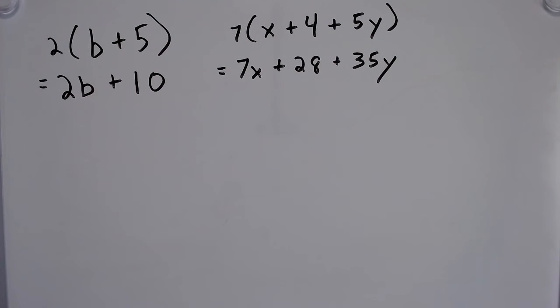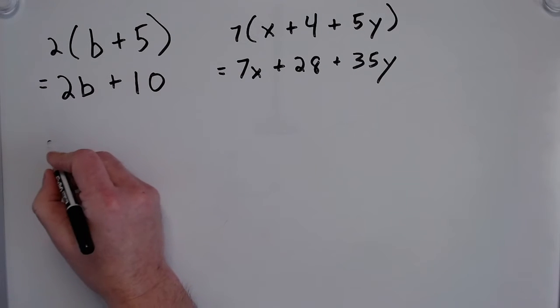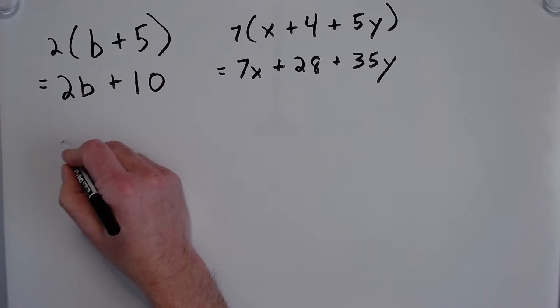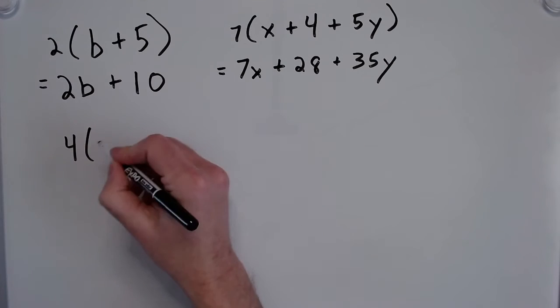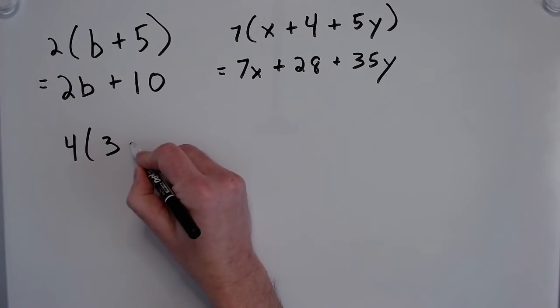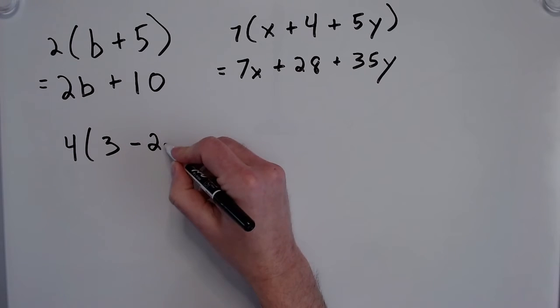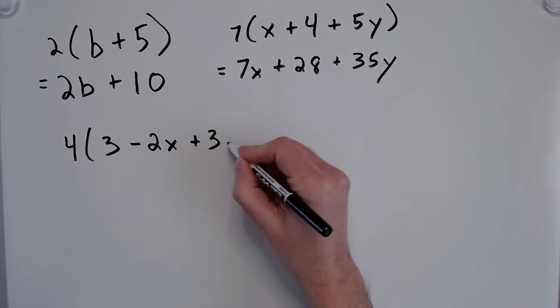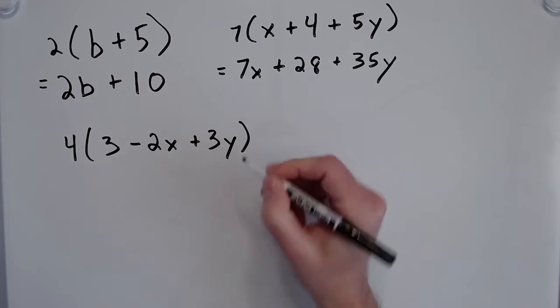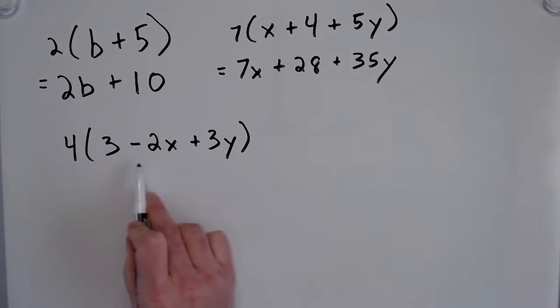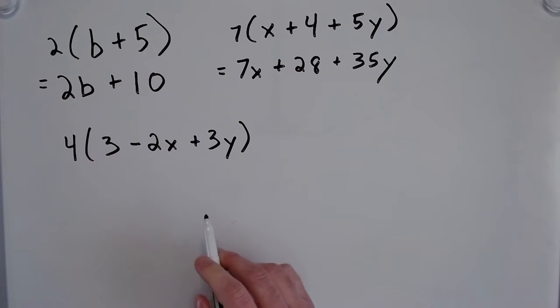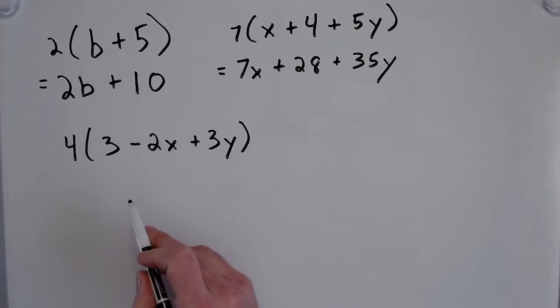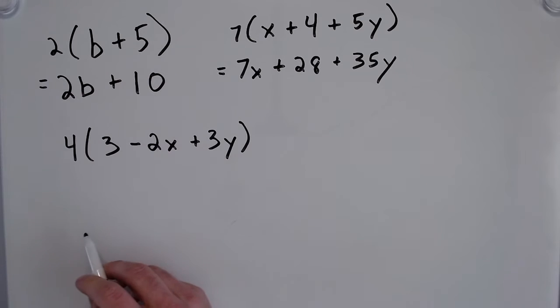So let's look at one more example. We'll do this over here. We'll say 4 times (3 minus 2x plus 3y), which, just want to focus on the signs here. And these are the kind of things that will trip people up. Positive signs, negative signs, carrying signs.